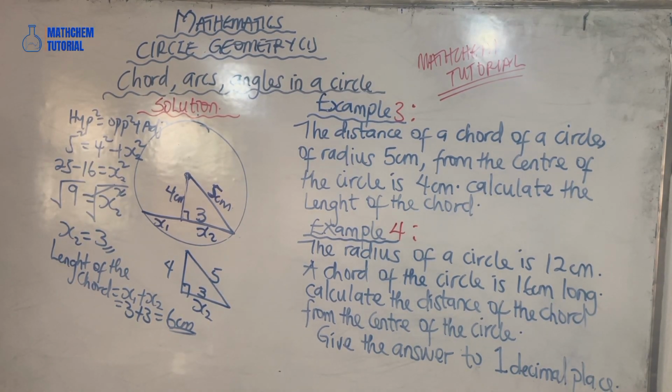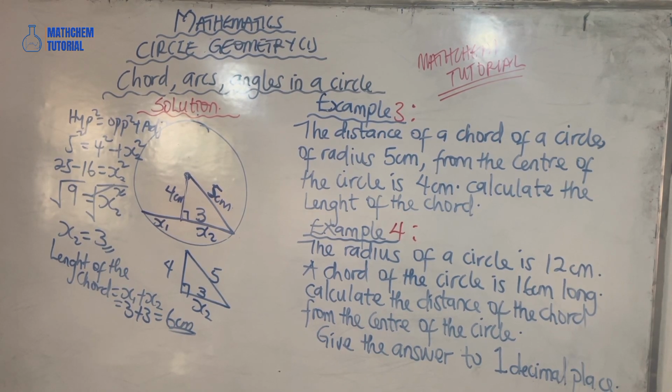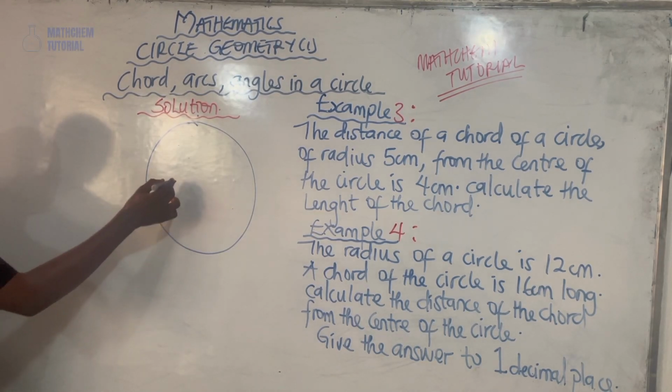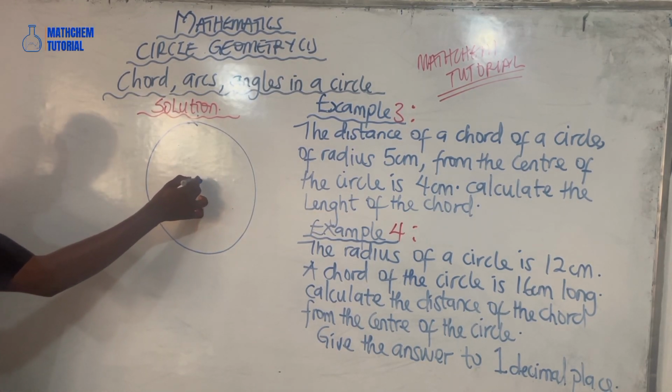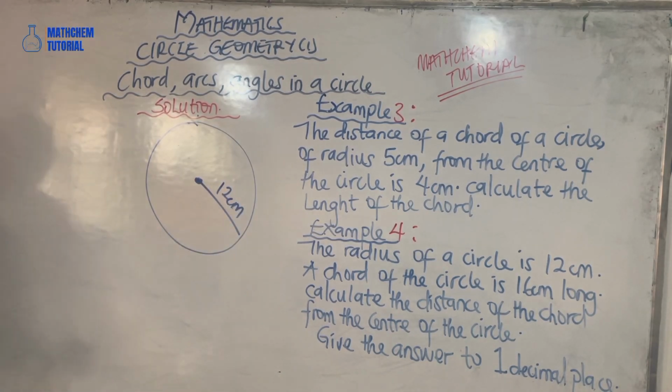Example 4 says that the radius of a circle is 12 centimeters. A chord of a circle is 16 centimeters long. Calculate the distance of the chord from the center of the circle and give your answer to 1 decimal place. Now, the radius of the circle is 12 centimeter. Like I said earlier, I like taking my radius like this. So the radius is 12 centimeter. A chord of a circle is 16 centimeter long.